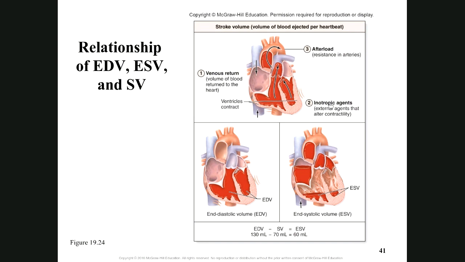And the other one is the afterload. The afterload is the resistance of the arteries. Atherosclerosis, which is the deposit of cholesterol plaque on the inner lining of our blood vessels and arteries, is typically the only factor when we age. Arteries become narrower in their diameter, so their resistance increases, and then our stroke volume comes down. So the afterload is the resistance. It can decrease our stroke volume, but the inotropic agent and the venous return can increase it.